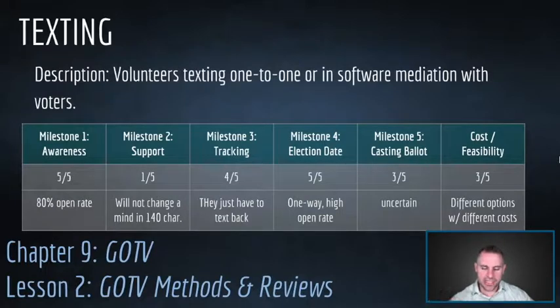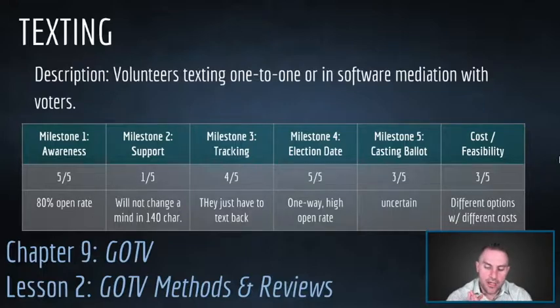Milestone 4, election date, 5 out of 5 again. Once again, it's a high open rate. It's right to people's phones and everyone has their phones attached to them 24/7. So it's a good way of letting people know about the election date.